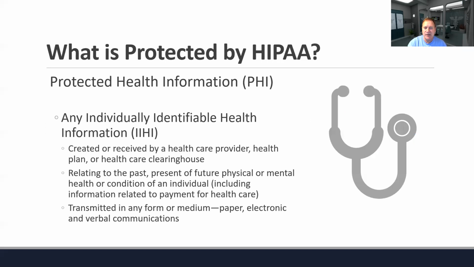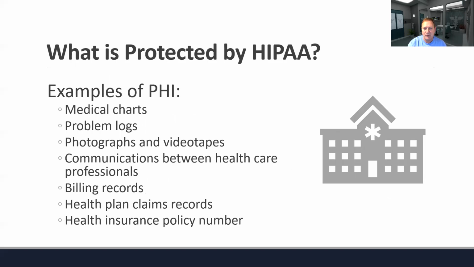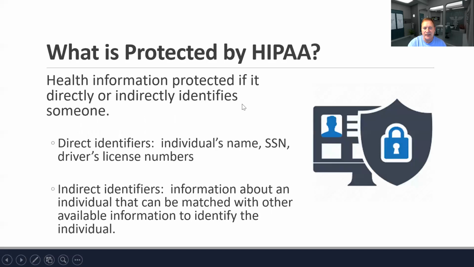Other aspects of HIPAA, again, are protected health information and individually identifiable health information. Examples of PHI gets back to where there are places where protected health information is located. And in terms of what's protected by HIPAA, again, it could be your name, your social security number, driver's license number.